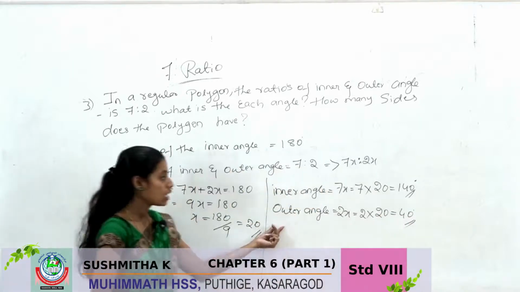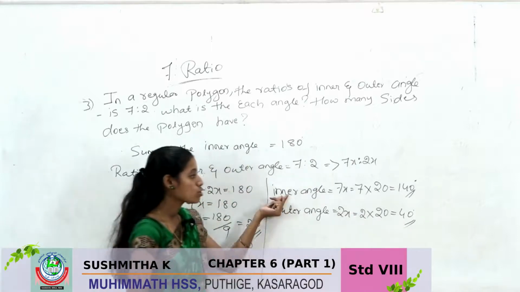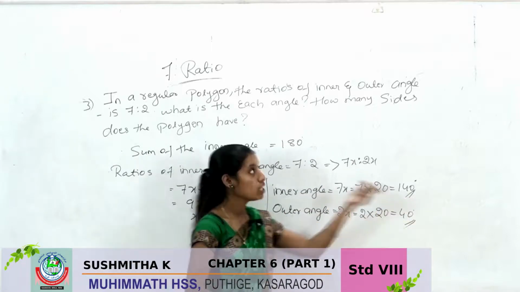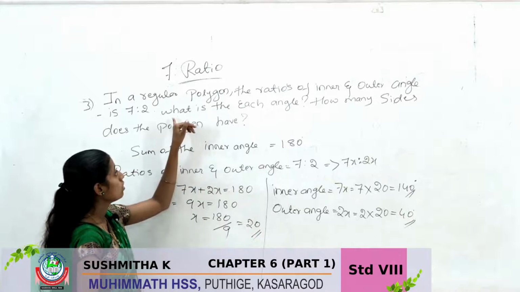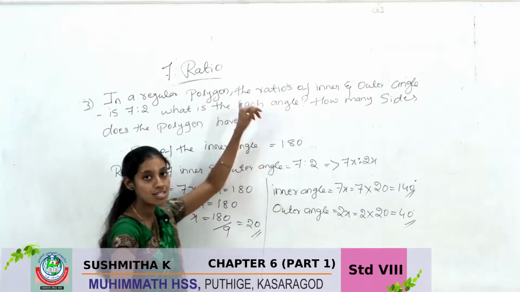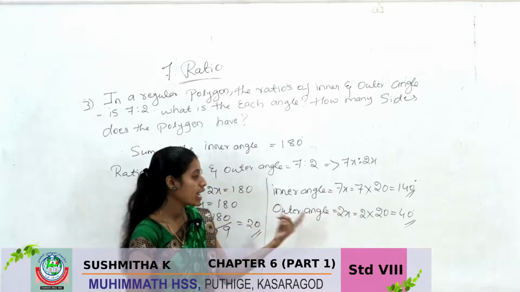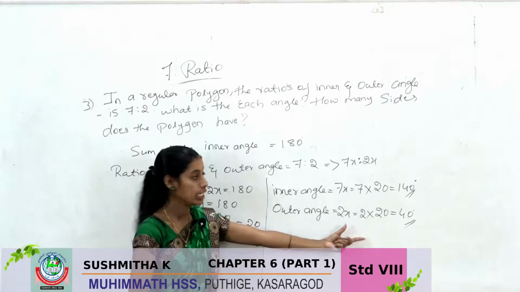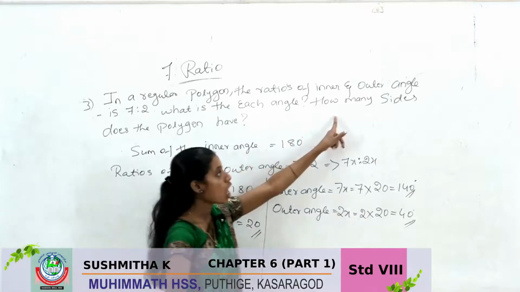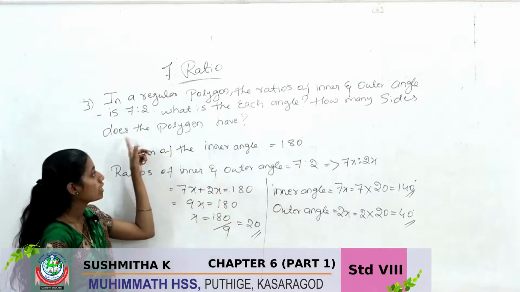So the outer angle is 40 degrees and also the inner angle is 140 degrees. So each angle in this polygon, the inner angle is 140 degrees and the outer angle is 40 degrees. Here the another question is, how many sides does the polygon have?